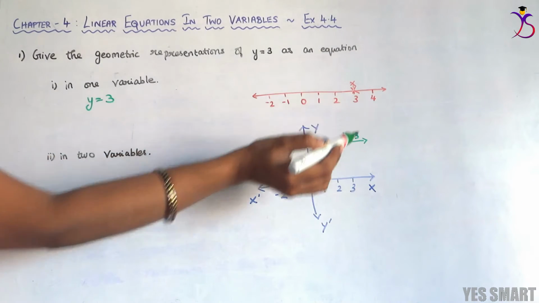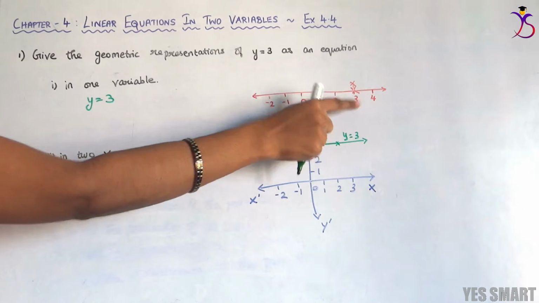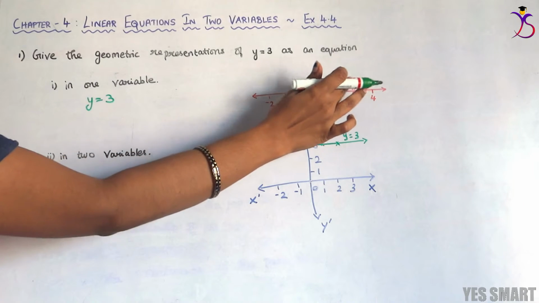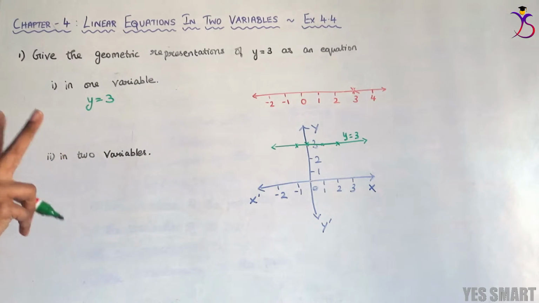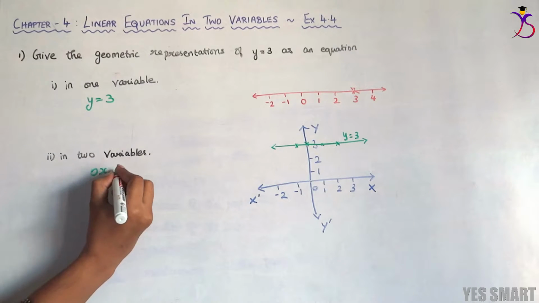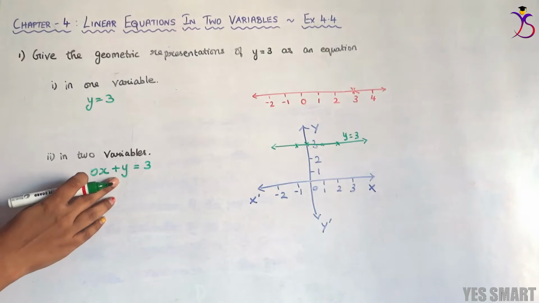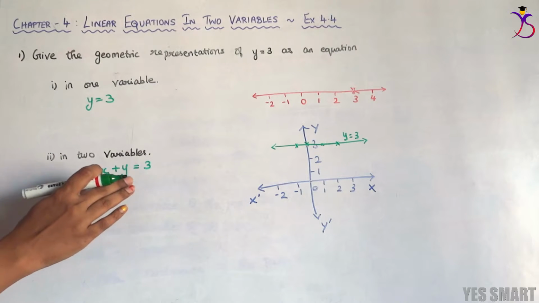On the right hand side we have the positive numbers, and on the left hand side we have the negative numbers. We can point out y equal to 3, the value of 3, in this axis here, because 3 lies here. Hence we have represented y equal to 3 in one variable on this axis. Now in two variables, we need two variables. We have already one variable y, so let's introduce the second variable x with the coefficient 0, so that the meaning of the equation is not changed.